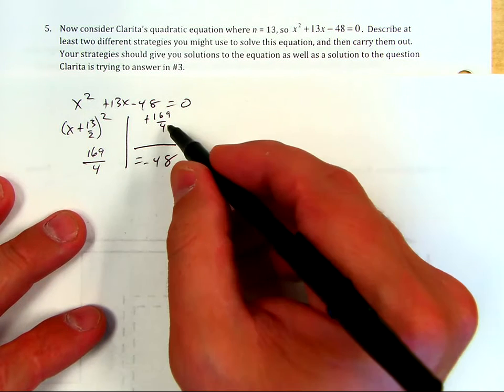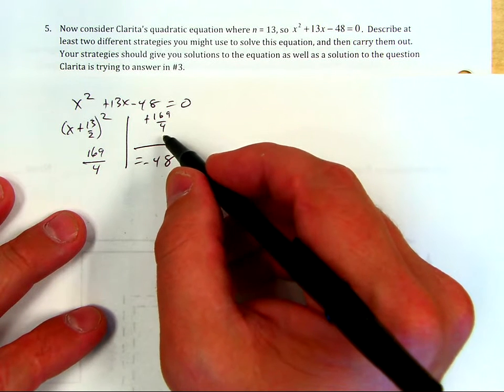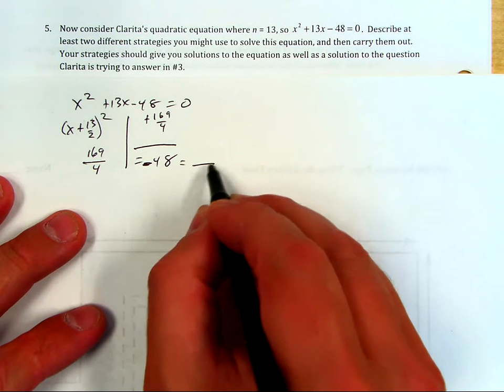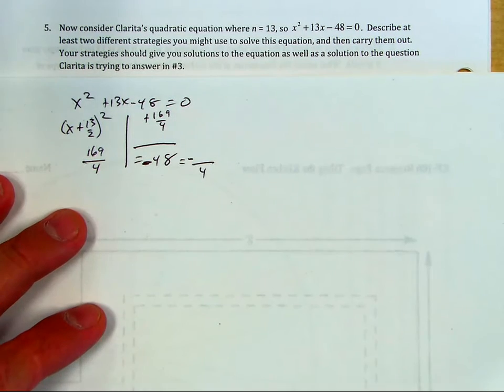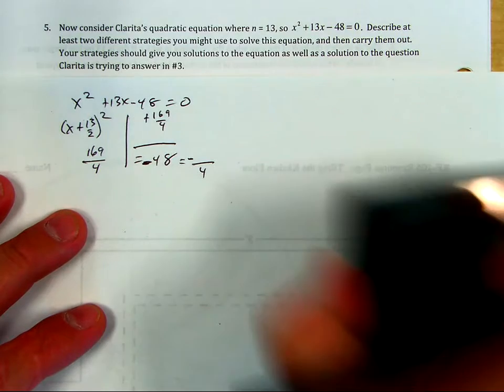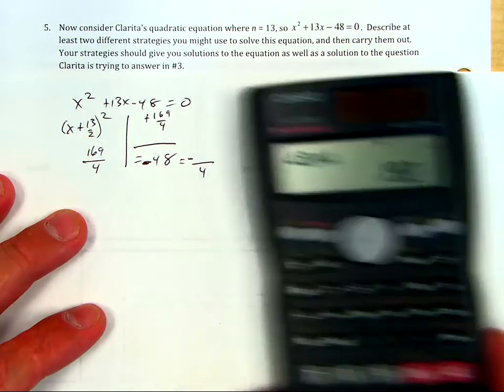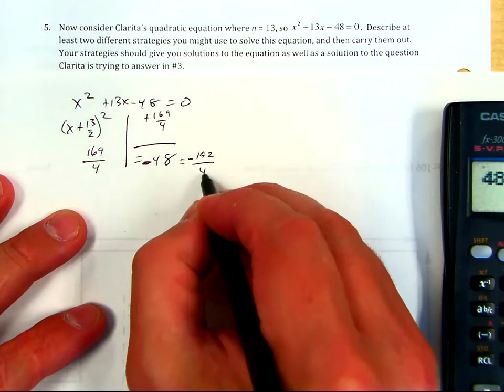Uh-oh. That's not an integer. We need to do some analysis here. So what's 48 over 4? I don't know right offhand. 48 times 4. So that's 192. So it's 192 over 4.